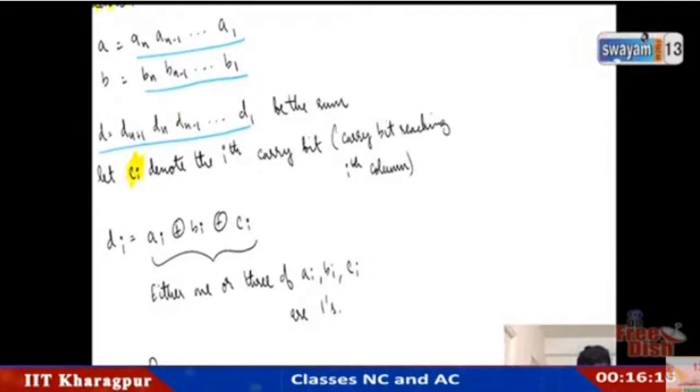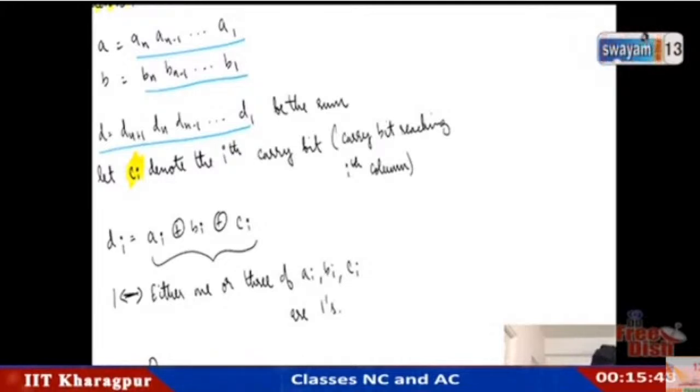So di is 1 if and only if one of ai, bi, ci is 1, or all of ai, bi, ci is 1. If 0 or 2 of them are 1, then di is 0. If 1 or 3 of them are 1, then di is 1. So I will say di is 1 if and only if either 1 or 3 of ai, bi, ci are 1s. So it's a parity function.